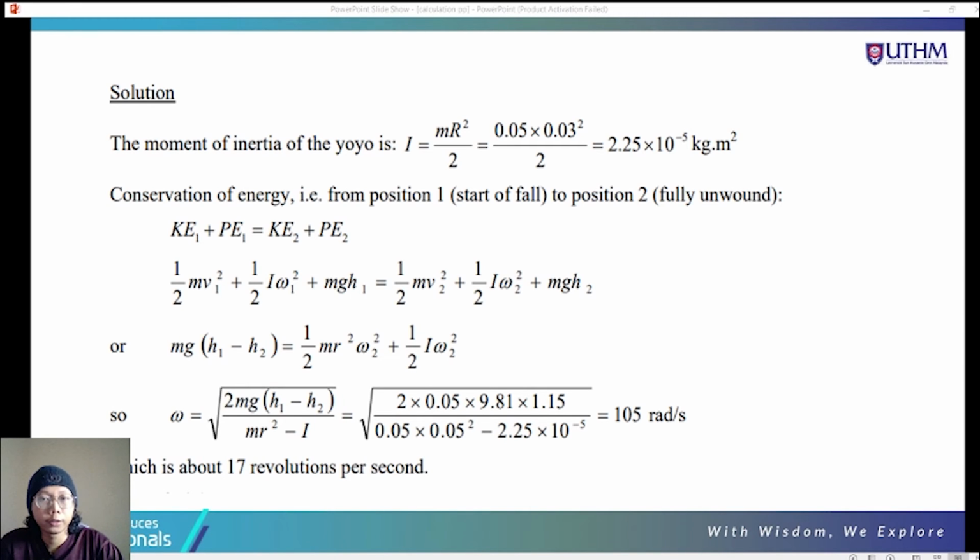So 105 rad per second, we can also change it to revolutions per second. In order to change it, we just need to divide it by 2 pi, and then we will get 17 revolutions per second.